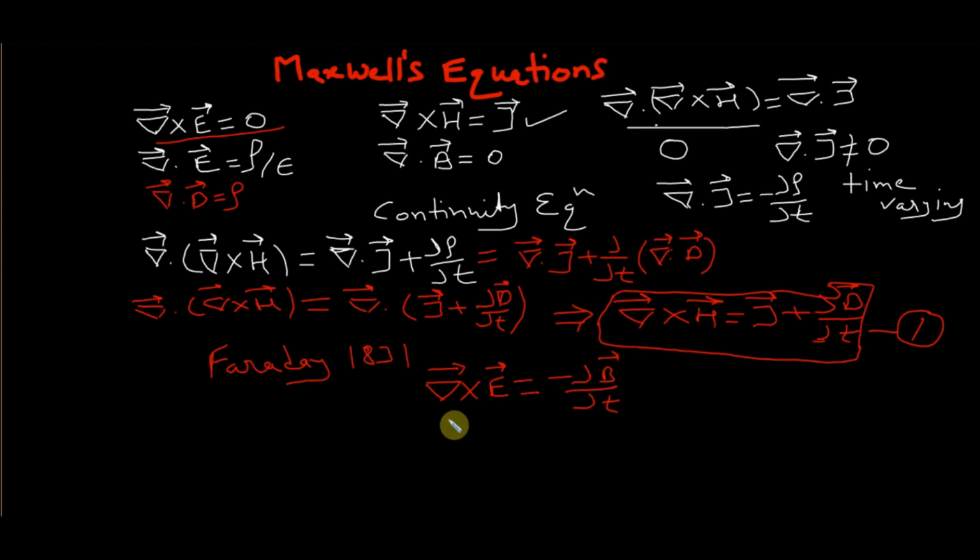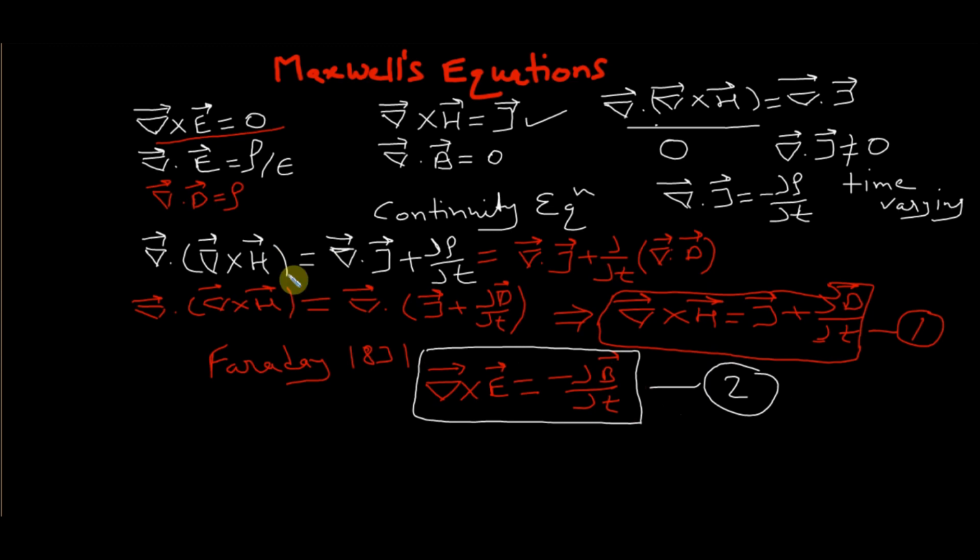For that he proposed that it will be equal to minus curl B upon curl T. So this is the Faraday law, which gives the second Maxwell equation. Okay, so del cross E is equal to 0 for the static case. For the time varying case, del cross E is equal to minus curl B upon curl T.